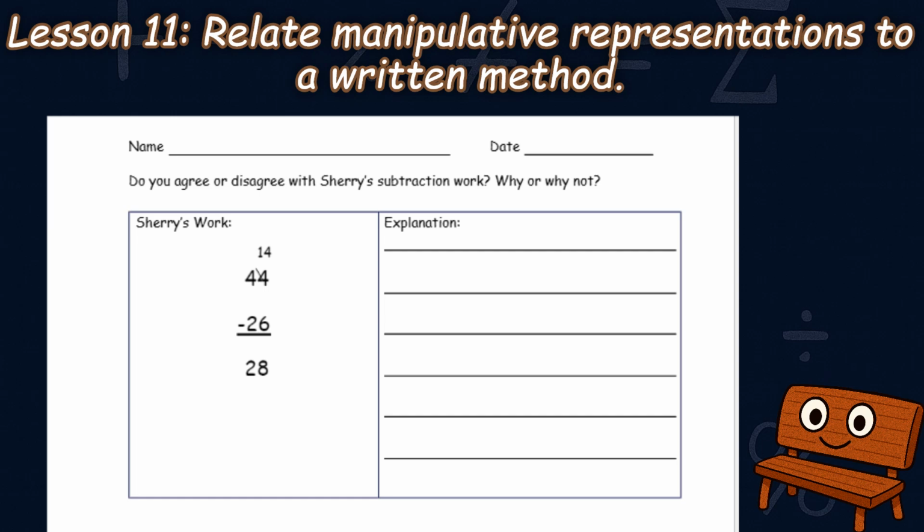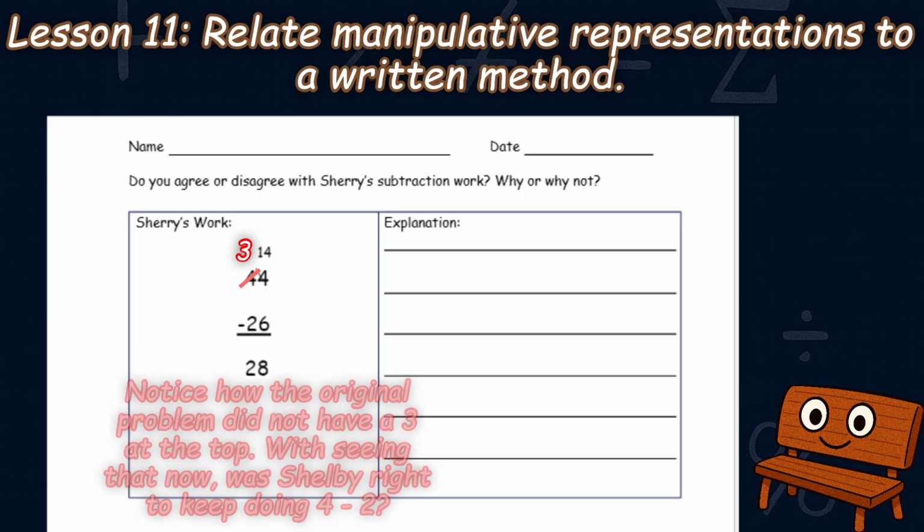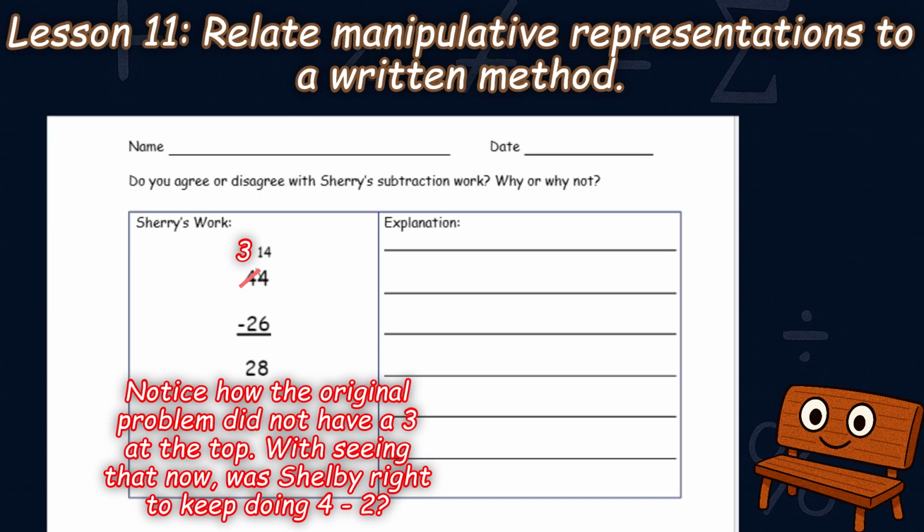In doing so, we would take away 1 from the 4, it would become a 3, and the 4 ones would now become 14 ones. If we were to solve that, 14 minus 6 would equal 8, and 3 minus 2 would equal 1. So the correct answer should be 18 and not 28.